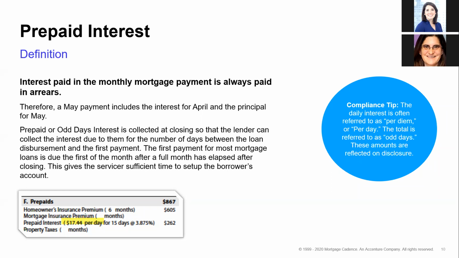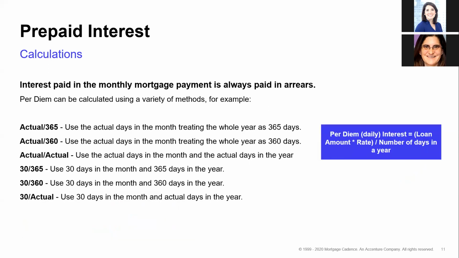We as an industry tend to be a little loosey-goosey with our acronyms and how we refer to things. Per diem technically is per day, meaning in this example here on the LE, the 17.44 per day. We often say per diem meaning the whole total, or we might say odd days. Okay, so there's a couple different ways to refer to that. Why does interest being paid in arrears explain odd days?